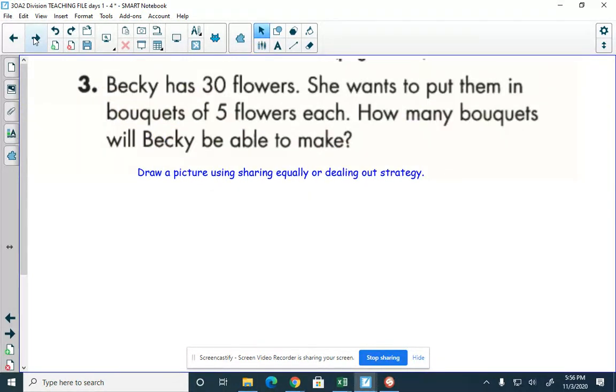One more. Becky has 30 flowers. She wants to put them in bouquets of 5 flowers each. How many bouquets will Becky be able to make? It's important that she had 30 flowers. That's my total. She wants to put them in group bouquets or groups of 5 flowers each. That's putting them in equal groups. So how many bouquets will Becky be able to make? How many groups?